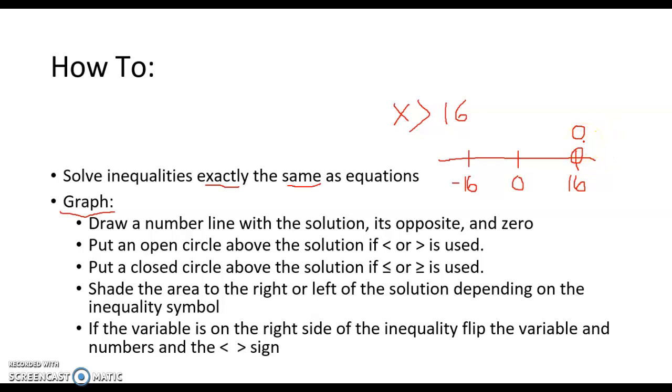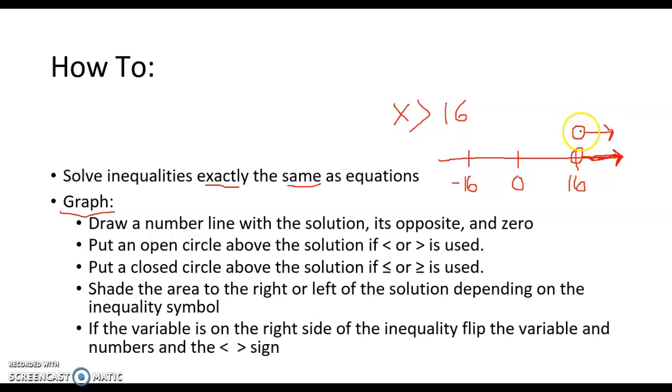And then I'm supposed to shade the area to the right or left of the solution depending on the inequality symbol. Well, in this case, x is greater than 16. So which way are values greater than 16? They would be to the right. So either I need to shade this line this way, and I'm going to use an arrow. And that's why I don't like this method as well, because you really have to make the line dark. Up here, it really just takes a line and an arrow. So I don't care which way.